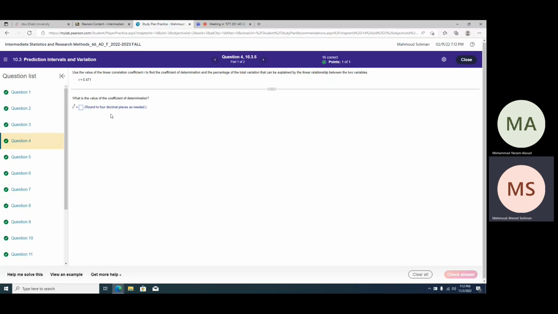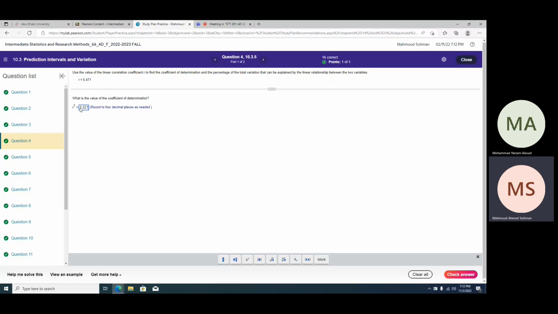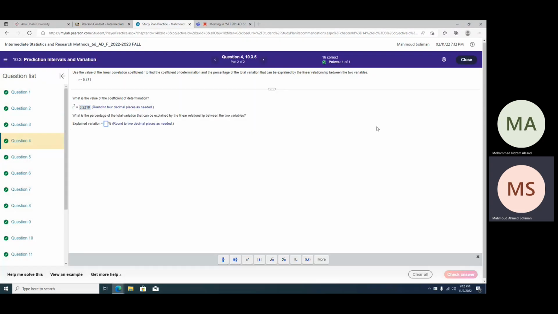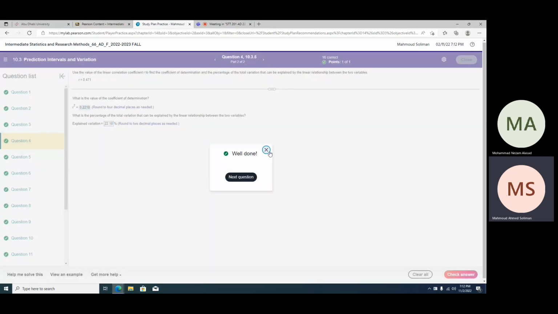Okay, look here. Another question. Look, squared. Okay, we'll put 4 decimals. What do you do with that? We put this number and then square. Yeah, and then you put. That's it. Yeah, and now percentage. You just put times 100. So, wait, how do you get this number?